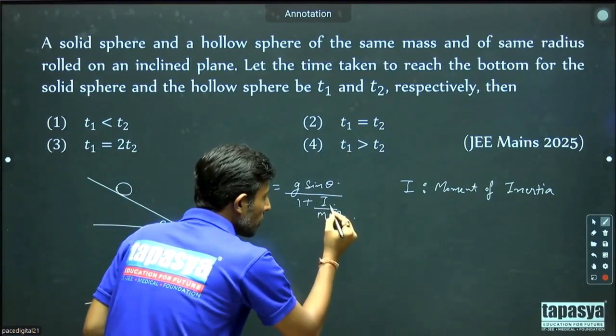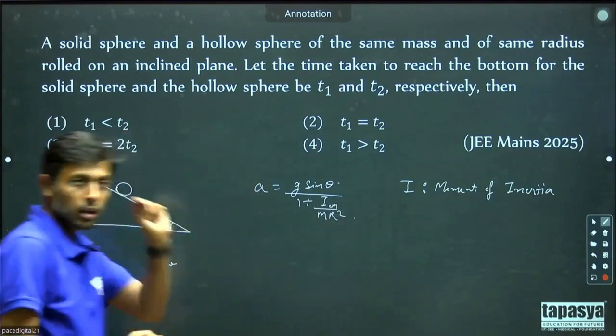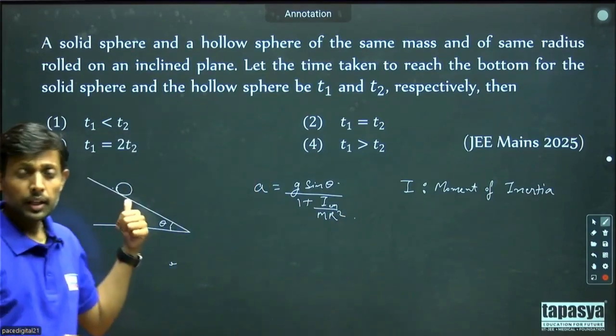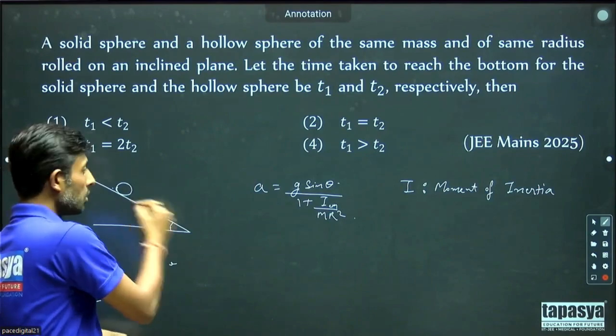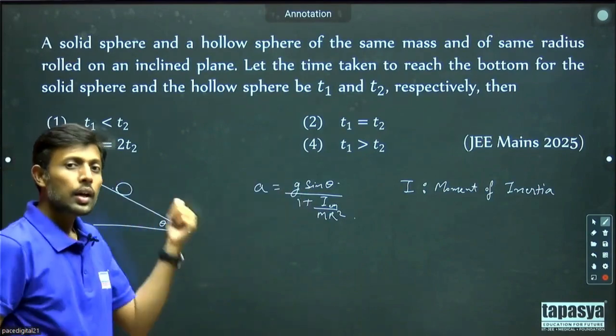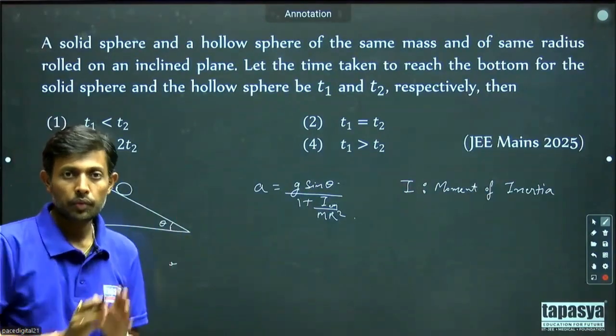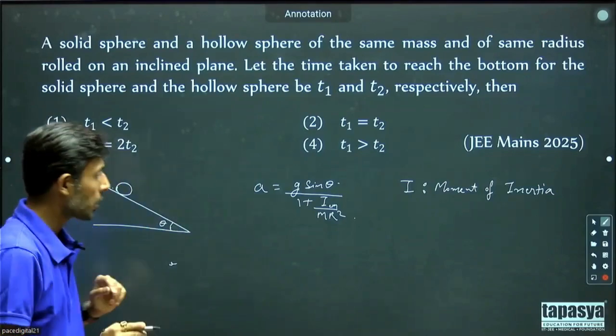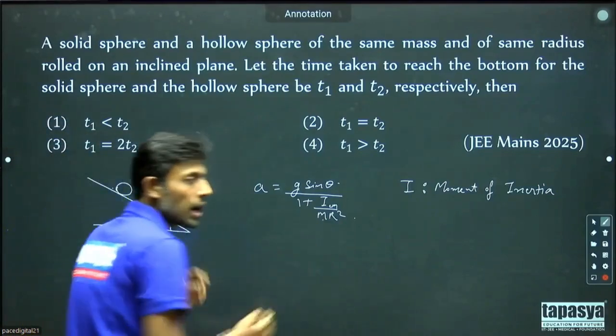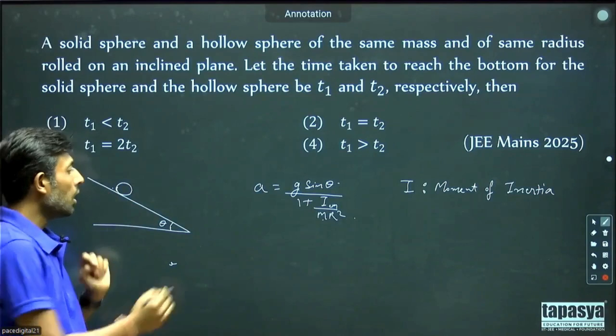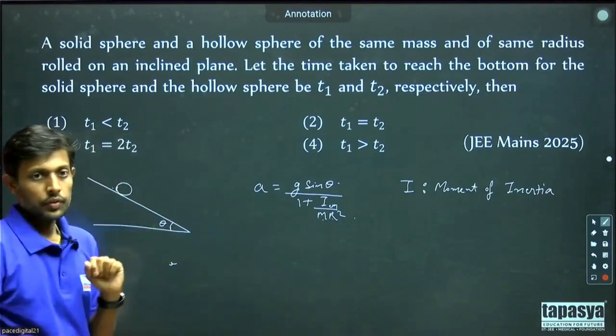By the way, this is moment of inertia about center of mass, okay, not about the axis of rotation here. So if I'm taking the hollow sphere, I'll have to take moment of inertia for a hollow sphere. If I'm taking a cylinder, I'll have to take moment of inertia for a cylinder, and so on. M is the mass of this object. R is the radius of this object.